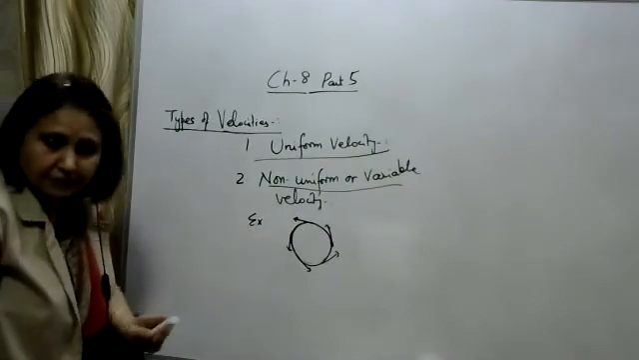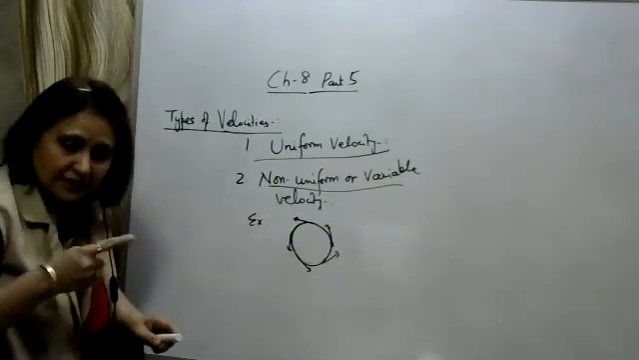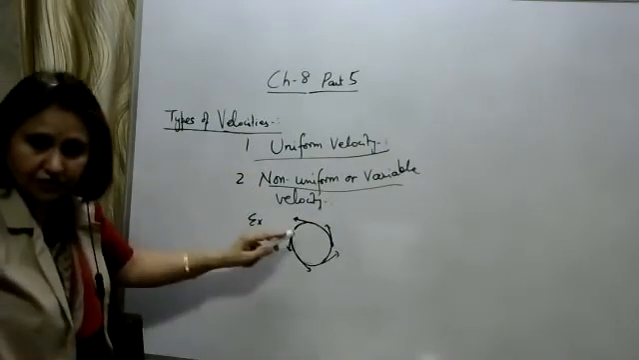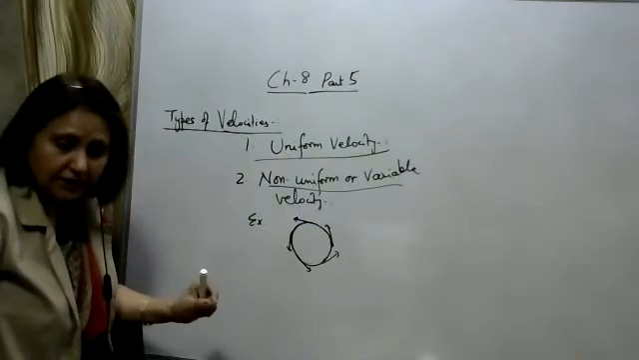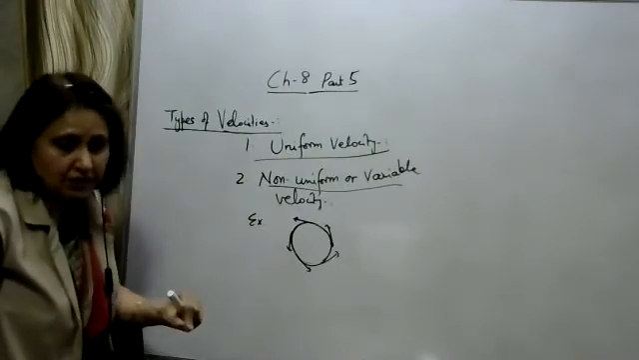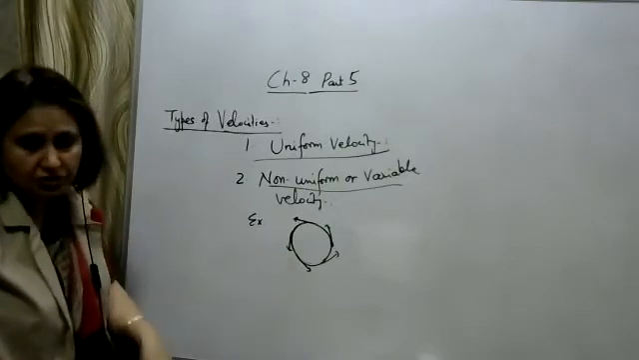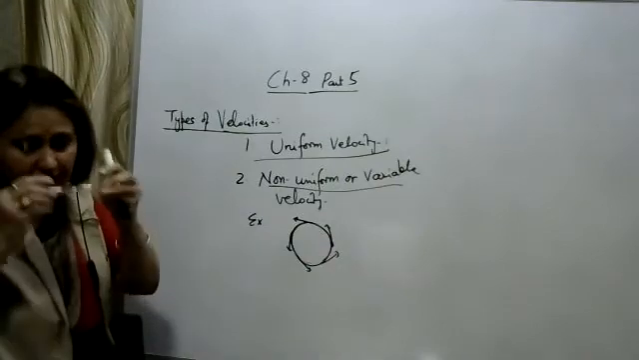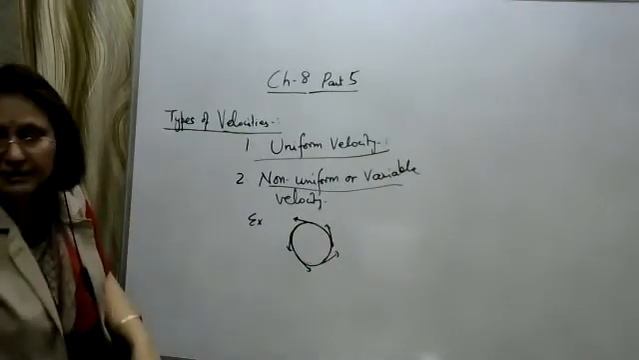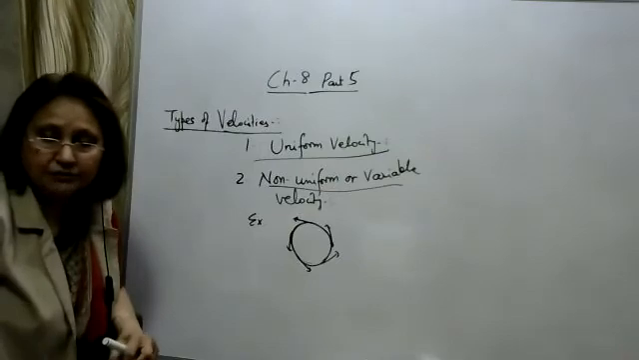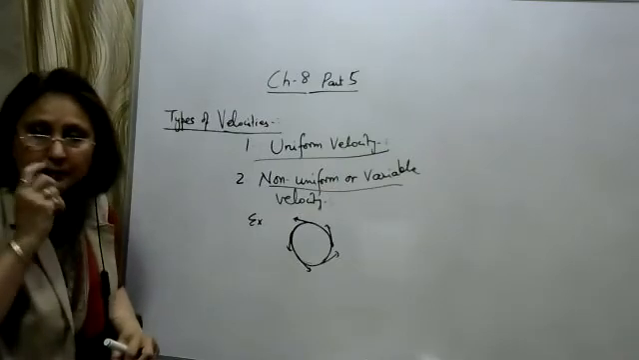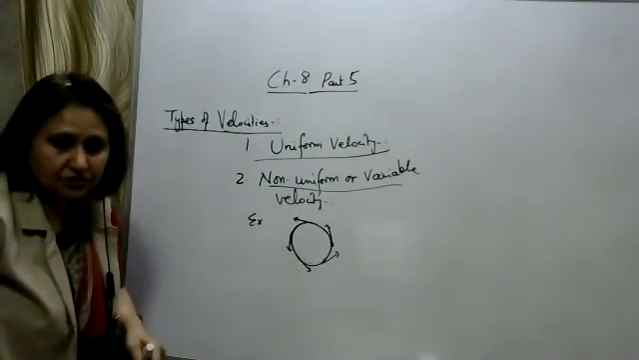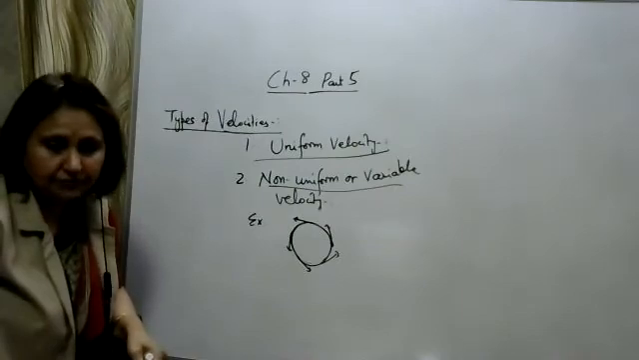Okay, so write the example: an object moving along the circumference of a circle with a constant speed. This is non-uniform velocity. Why? Write down, though the speed is constant, but the direction is changing at every point. So the velocity is non-uniform, variable.